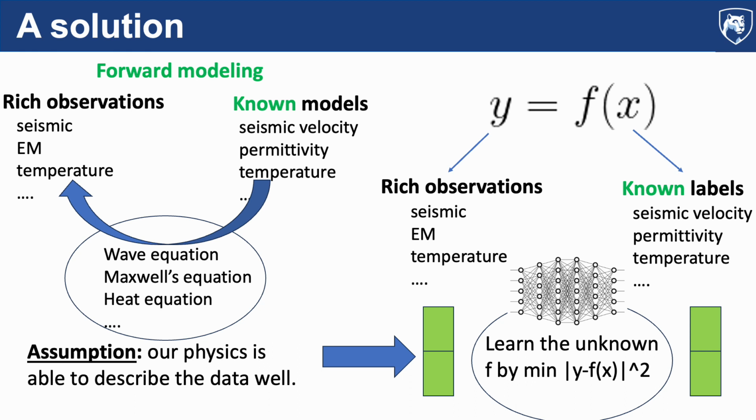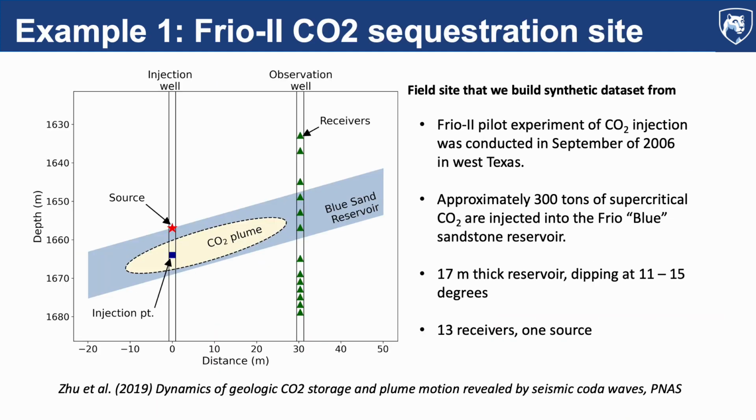In the following slides, I'm going to show examples to walk you through and demonstrate how it works for field data sets. The first example is from the Frio CO2 sequestration site in West Texas. The situation we face here is, after we inject CO2 into the deep reservoir, we want to use a seismic method to track the CO2 plume migration.